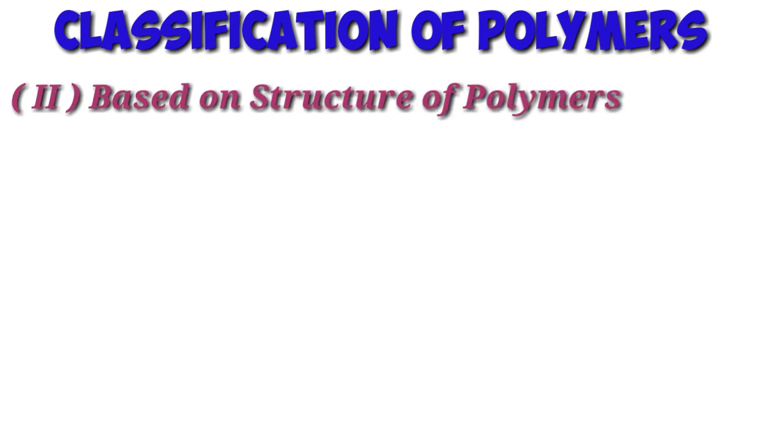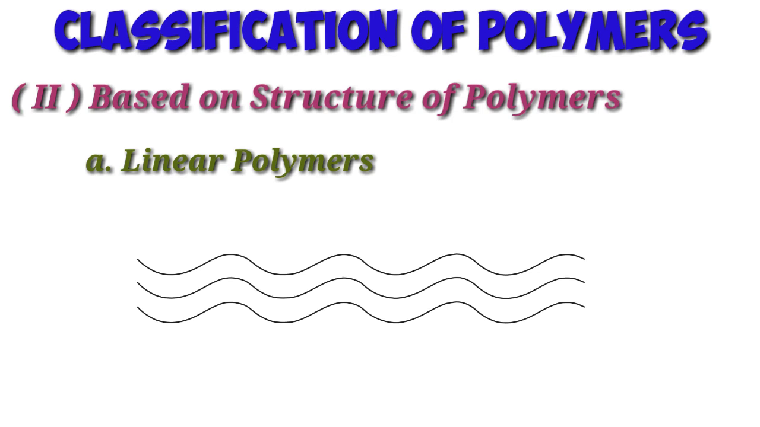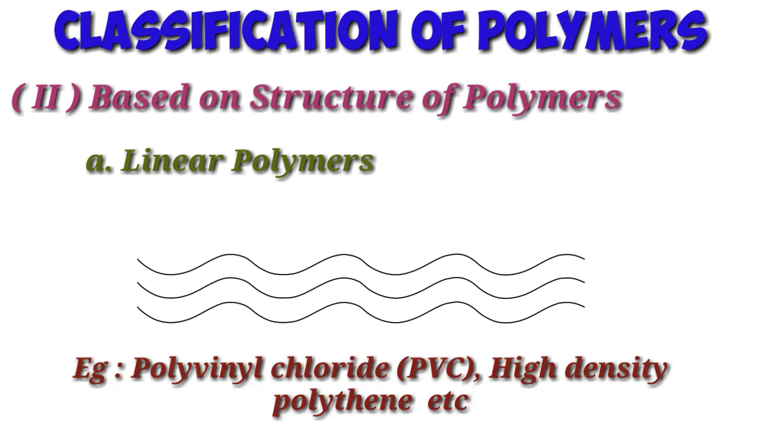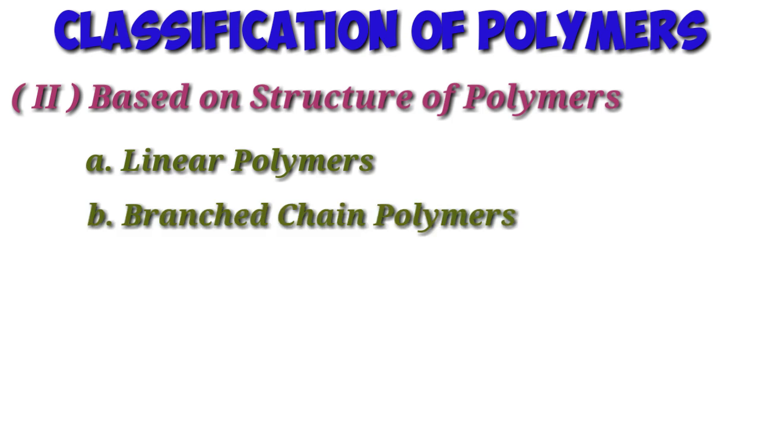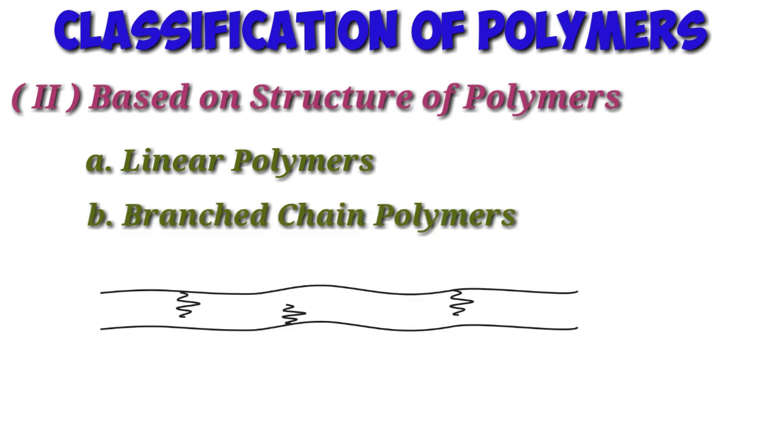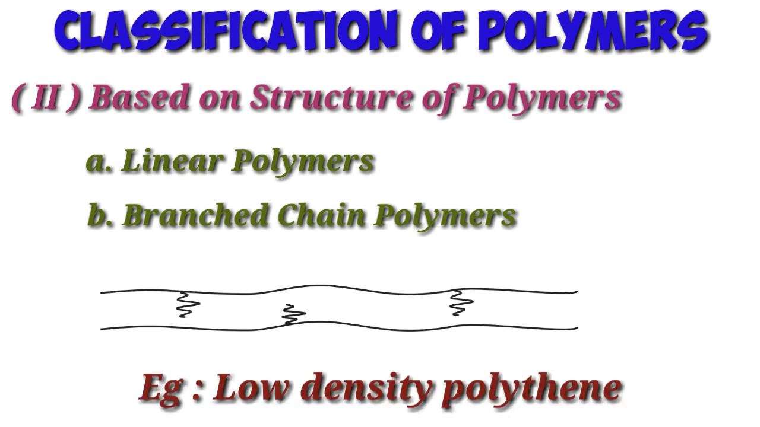Next category, classification based on structures of polymers. There are three different types based on structure of polymers. First one, linear polymer. These are long and straight chain polymers. PVC, that is polyvinyl chloride, high density polythene, etc. are examples. Next one, branched chain polymers. These are linear polymers with branches on their chains. Low density polythene is an example.